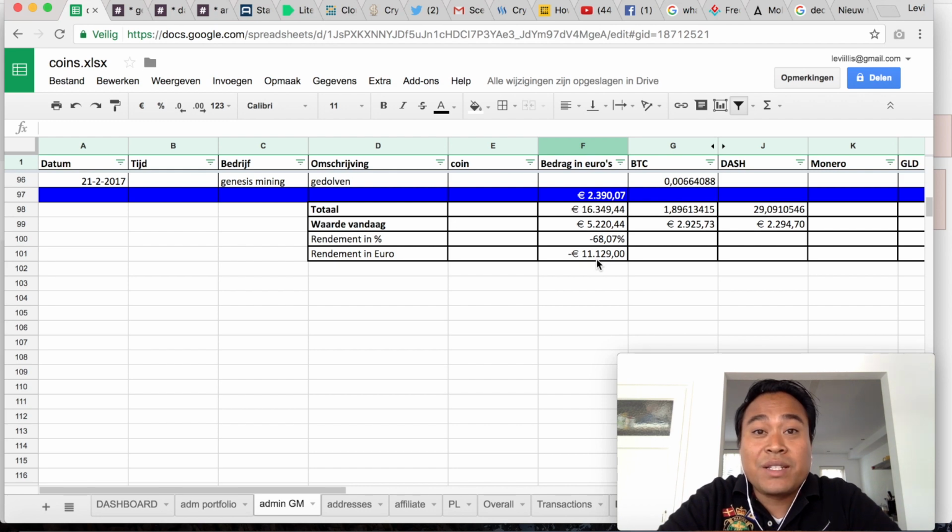You might think 16k is a lot of money, but you probably will go crazy if you hear what my total portfolio is of all the coins that I've invested in outside of Genesis Mining just by buying. Just to give you a sneak peek, this is not even 10% of my portfolio.